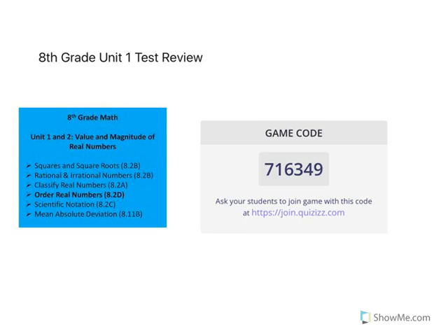So your Unit 1 exam is tomorrow, and so we've been doing review. We've been learning about squares and square roots, rational and irrational numbers, classifying real numbers, ordering real numbers, scientific notation, and mean absolute deviation. We've been doing our study guide since Monday for about 2.5 days now.